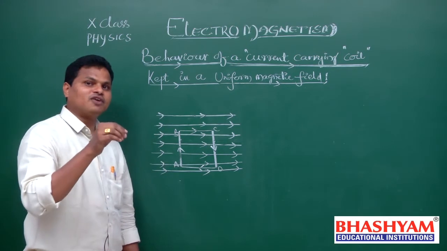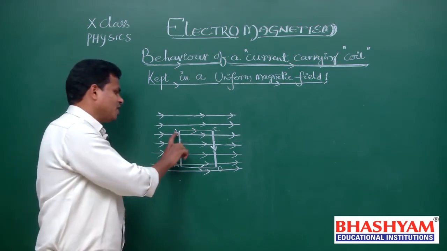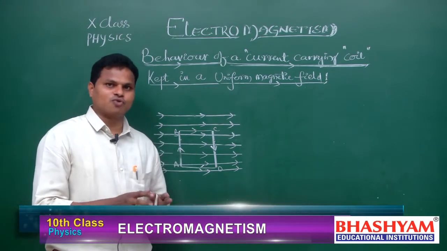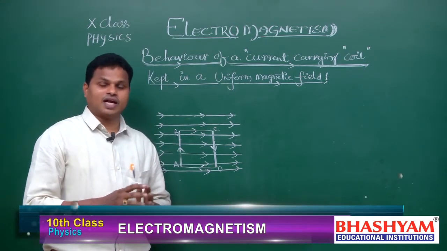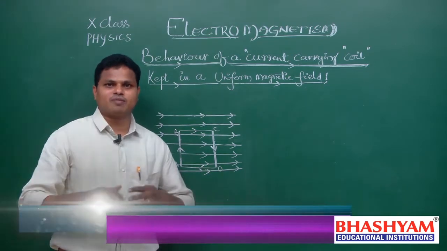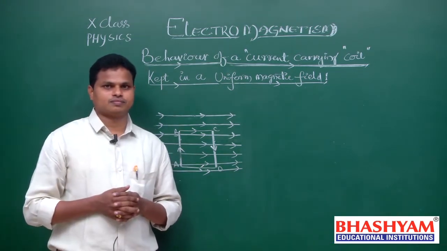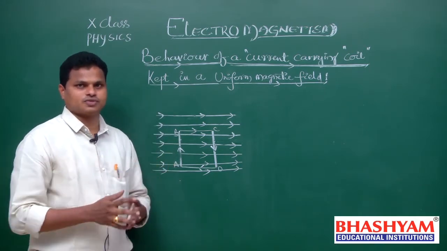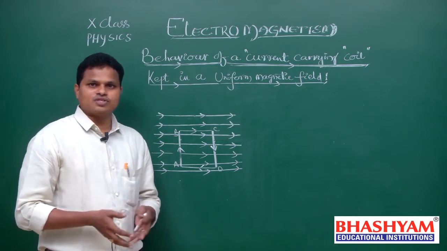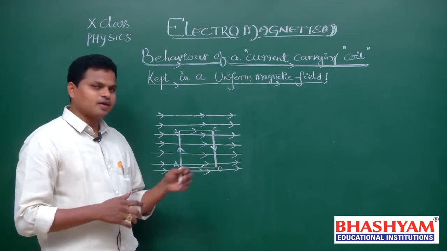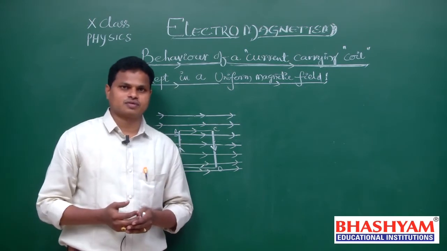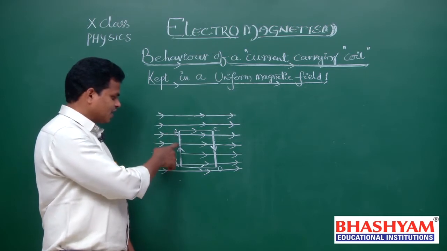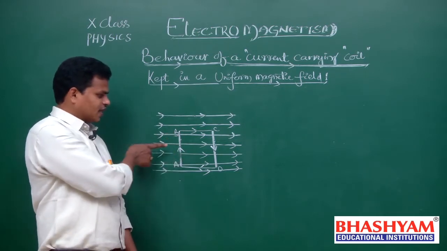Now the magnetic force acts on arms AB and CD. In which direction does the magnetic force act? The direction of force is determined by the right hand rule. By using the right hand rule at arm AB, you can find the direction of magnetic force. Similarly, use the right hand rule at arm CD. Let us say this is the direction of current in AB, and this is the direction of field.